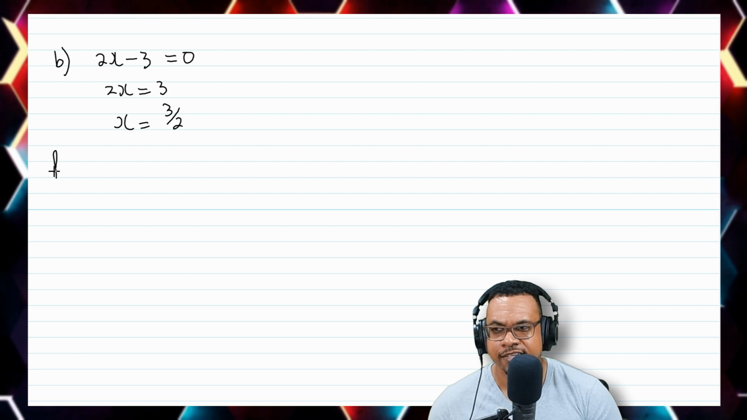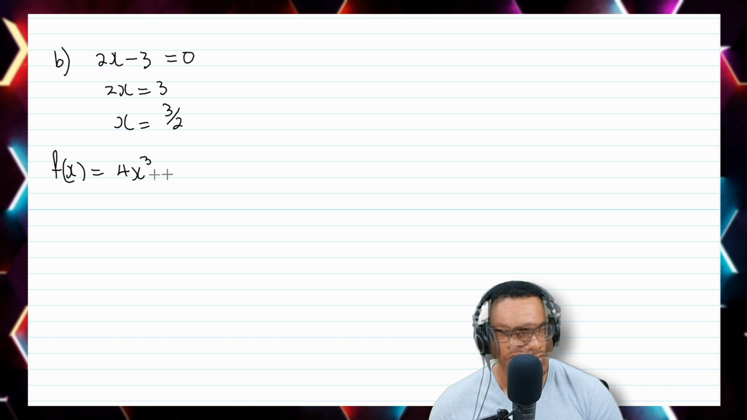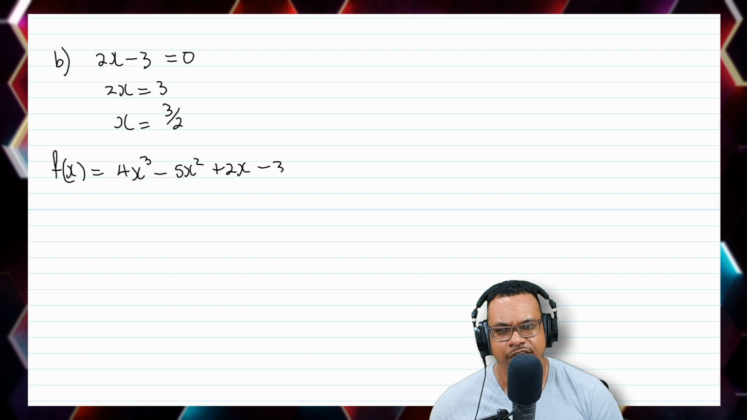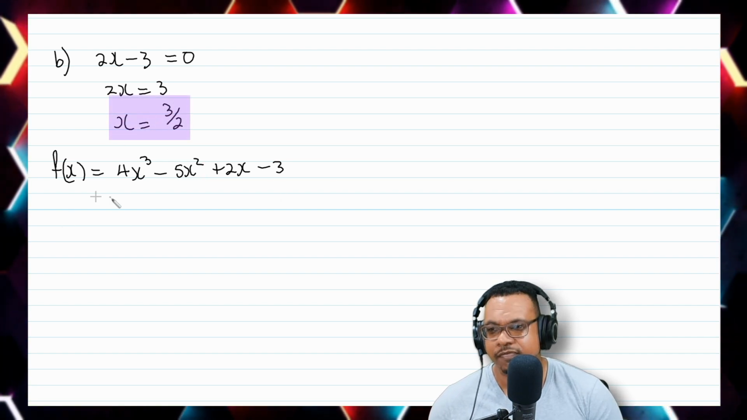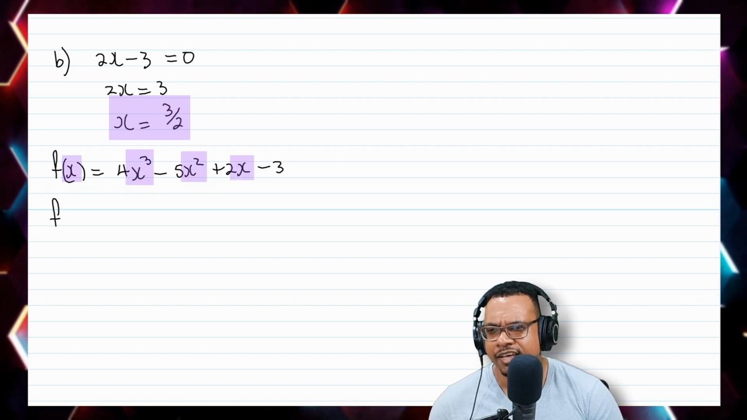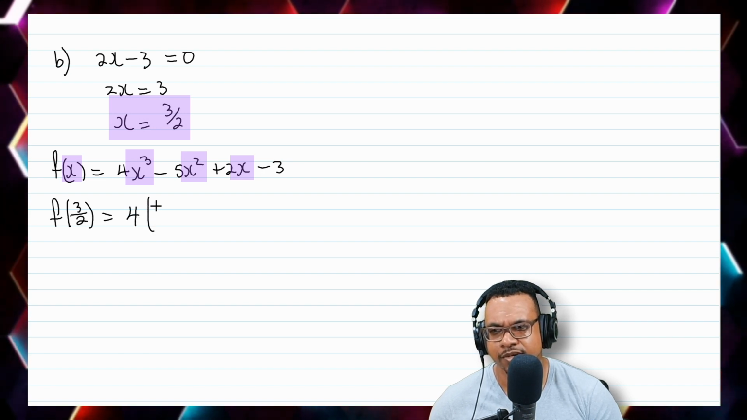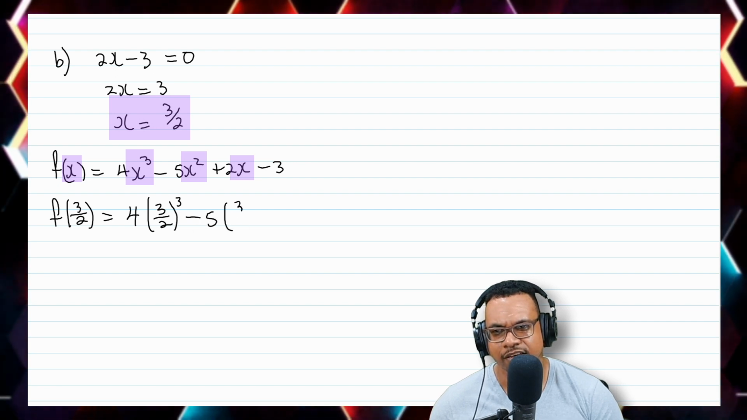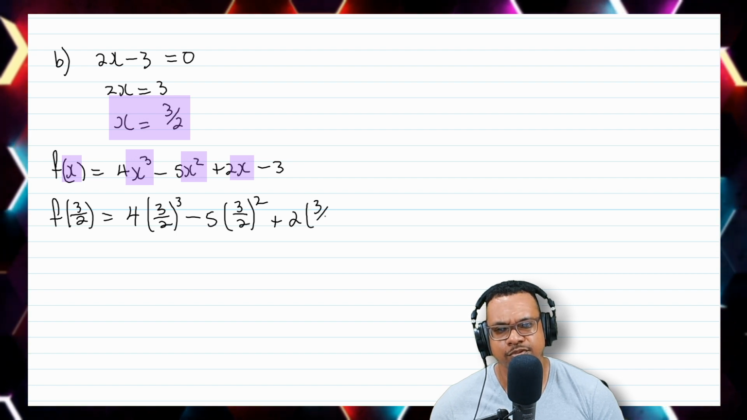So recall your dividend is f(x) = 4x³ − 5x² + 2x − 3. Now to substitute this x value into this polynomial, everywhere you see the x, replace it with 3/2. So we're going to have f(3/2) = 4x³, so we have (3/2)³, take away 5x², so we're going to have (3/2)², plus 2x, so that's 2 times 3/2.